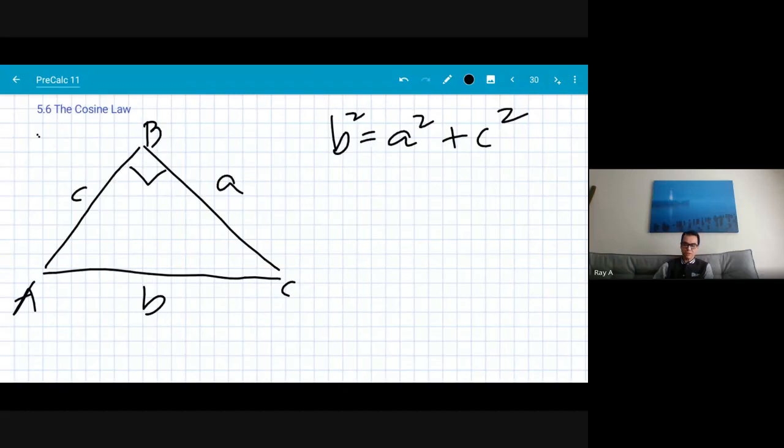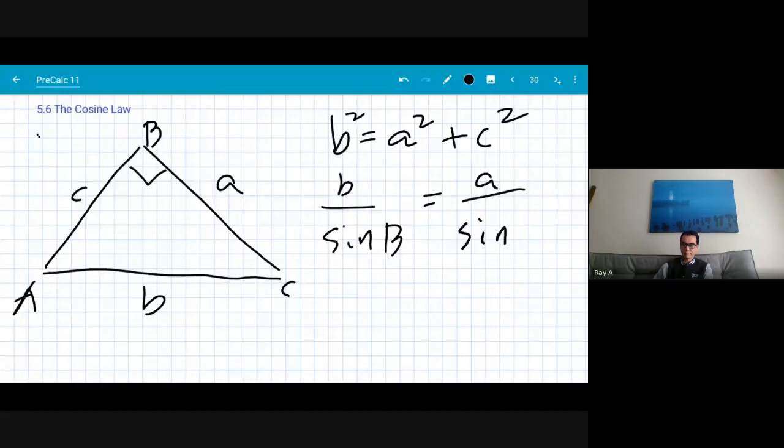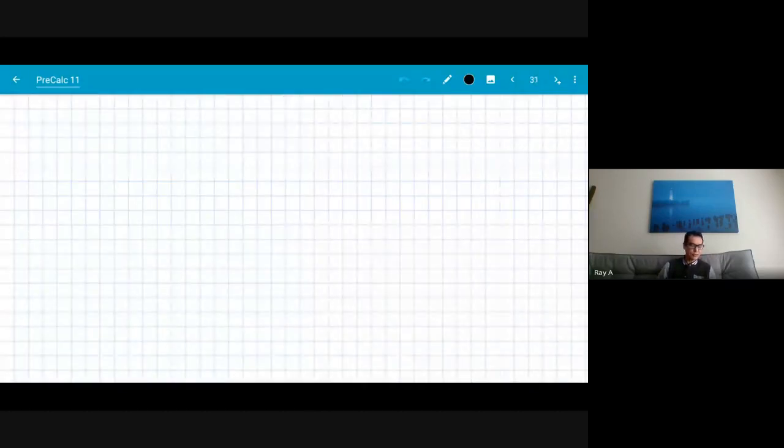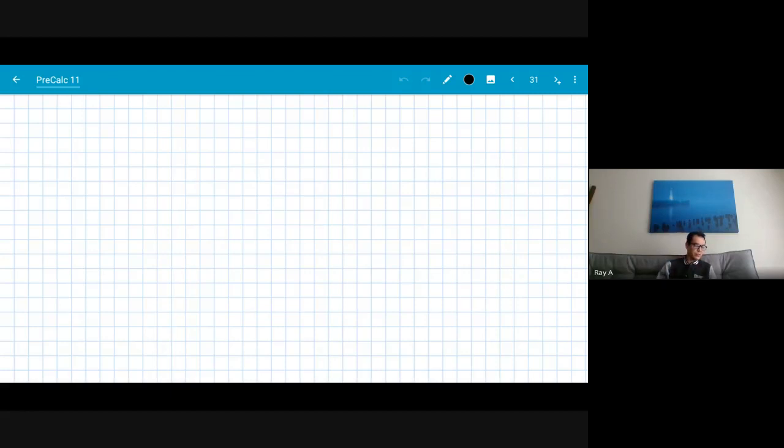Or if you want, you can use the sine law to put this b over sine b equals a over sine a, or c over sine c. Really the same thing, okay? So there is your page 408. Okay, so I would like you to read pages 488, the lower part, and 489 to take a look at how this cosine law is derived.